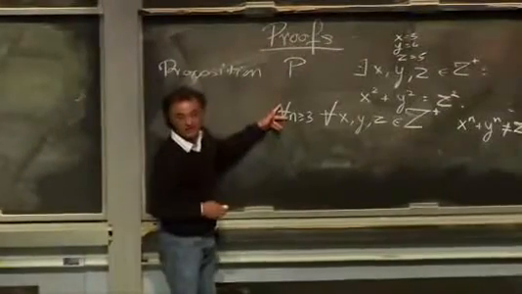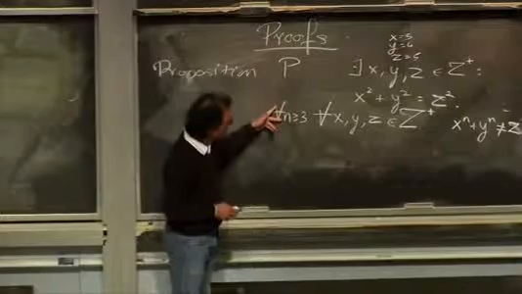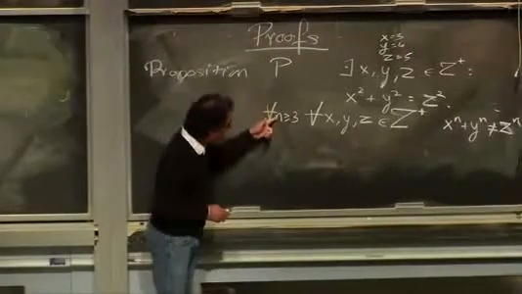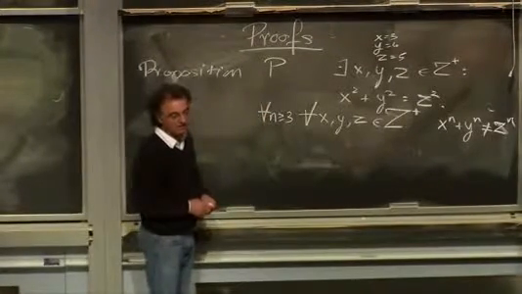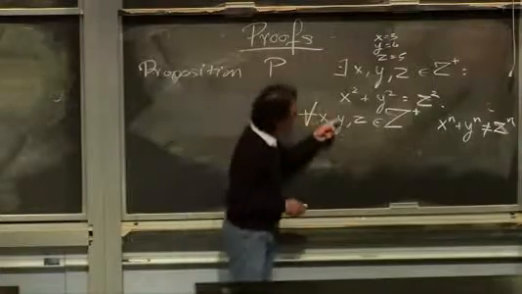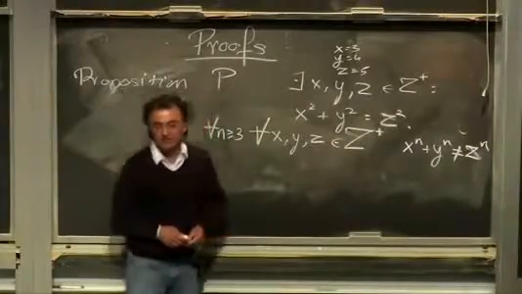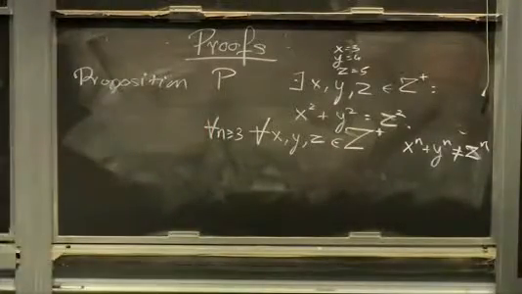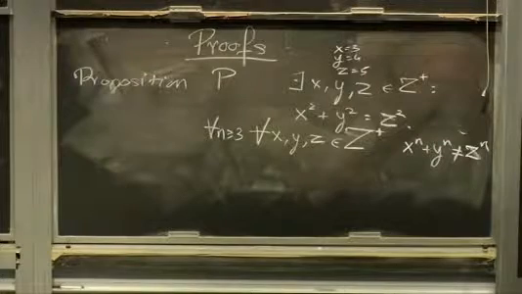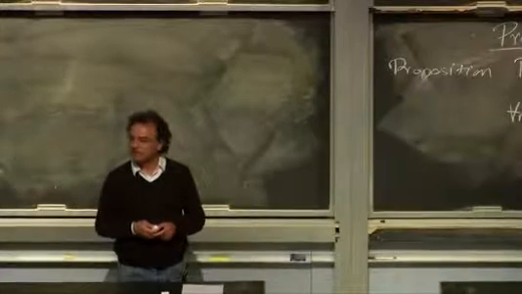Now here, you want to show something holds for every natural number, every n greater than or equal to 3, for every x, y, and z. How do you show this? Well, to which you can maybe ask, why do I care?